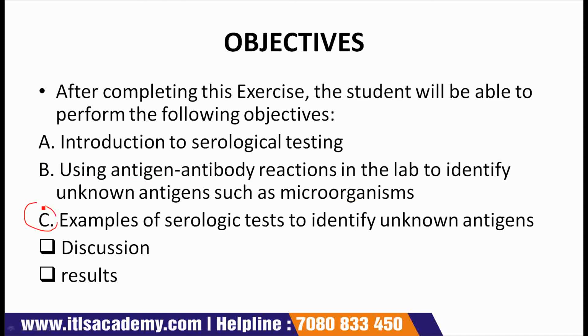Third one is examples of serologic tests to identify unknown antigens. In this objective, we will see two parts, that is discussion and result. In discussion, we have to describe how to determine serologically whether an organism is a subgroup A, B, C or D Shigella.